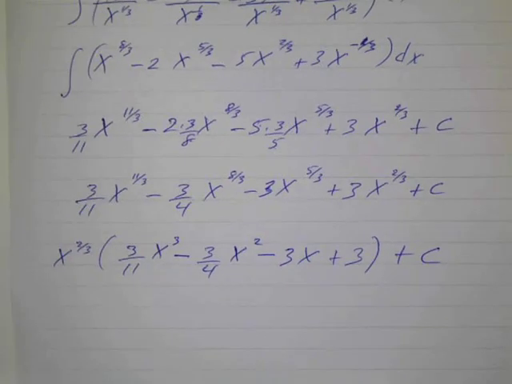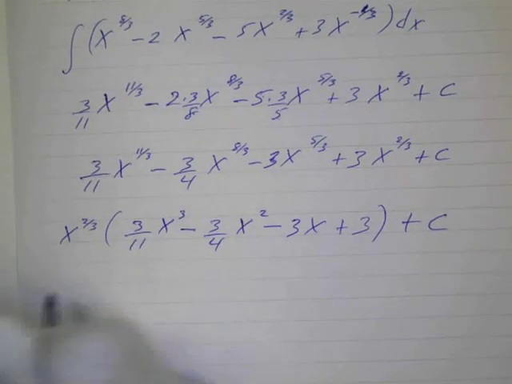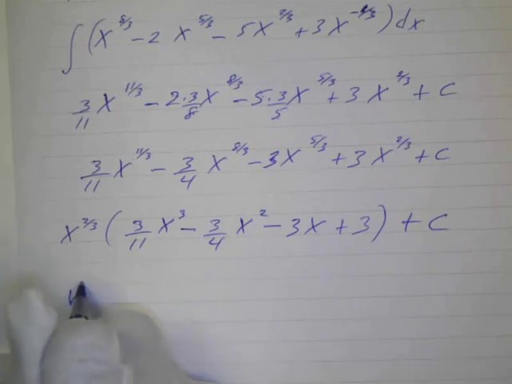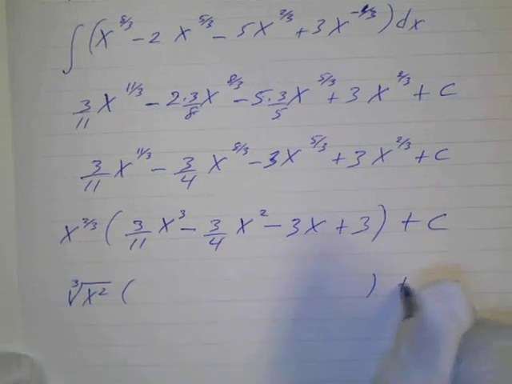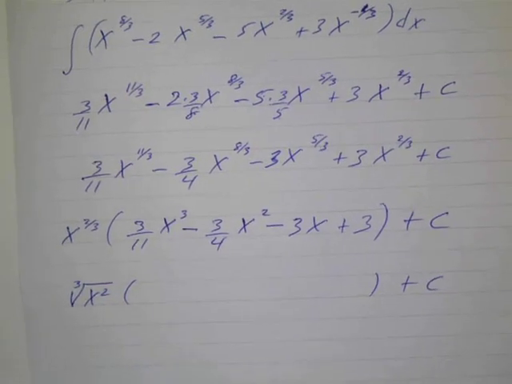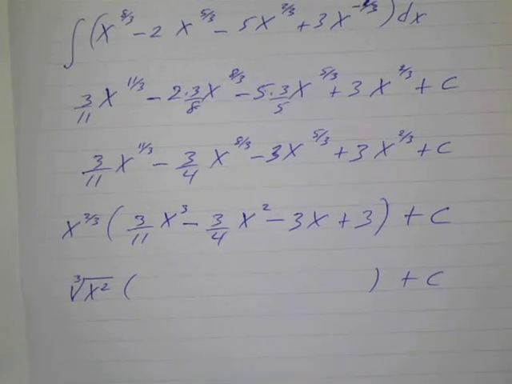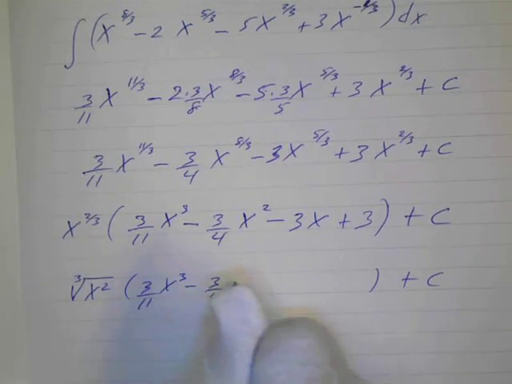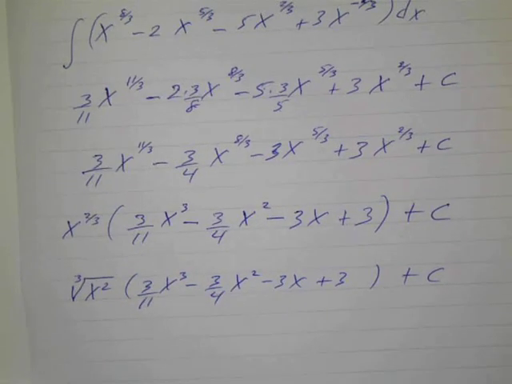So you might see the problem like that. It might have been simplified like that. Then we could always write this as the cube root of x squared times this whole thing plus c. So you could see the problem written like this. I think these are examples of some problems on the 4.5 worksheet, and I think that you see a problem that's in an answer form like this, so this might throw you, so this should help you see what to do there. Okay, so I hope that makes sense.